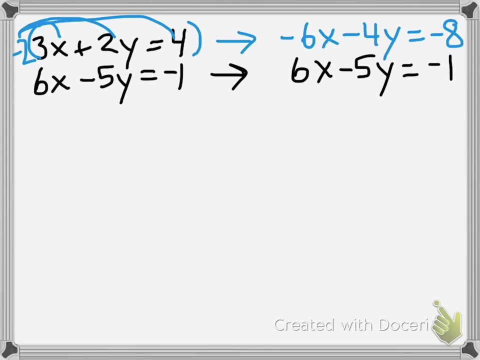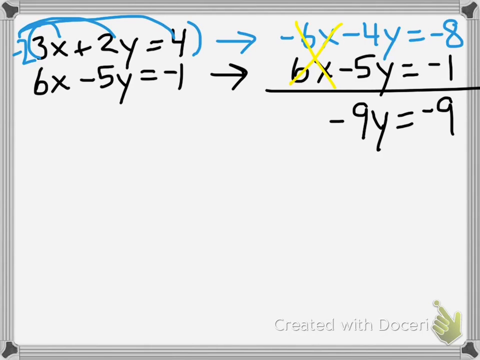All right, so now we are ready to go ahead and add. We look at our x's. We've got -6x plus 6x. Those are going to eliminate. And that's what I wanted, so we feel comfortable with that. Now we can go on to our next column. -4y plus -5y is -9y. And our last column, -8 plus -1 is -9.